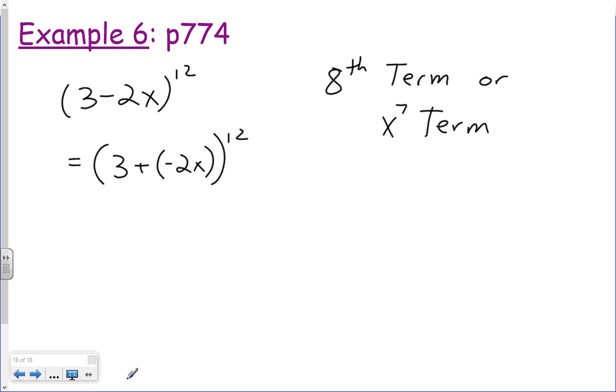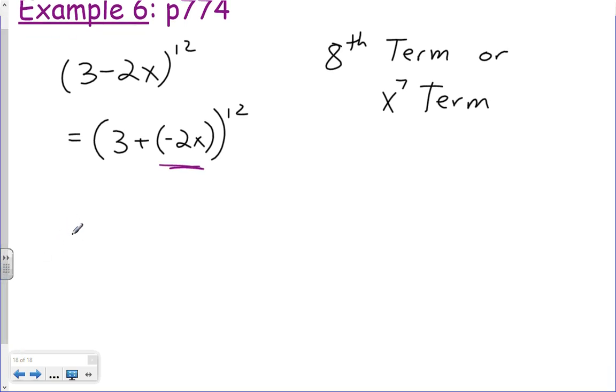And now, if I want the x to the 7th term, that means that I'm going to be looking for raising this second part here to the 7th power. So if I want to write that as a combination, again, this is raised to the 12th power, so it's, how do I want to write this? I'll call this the 8th term.